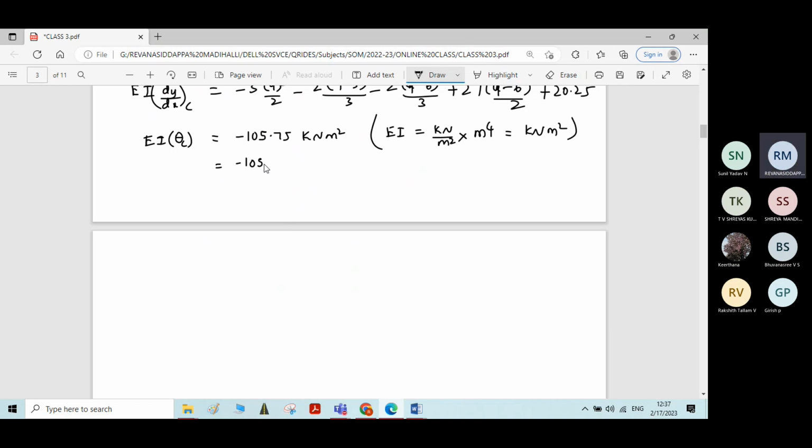Minus 105.75 into 1 kilonewton is equal to 10 power 3 Newton, into 1 meter is equal to 10 power 3 millimeter square. So it will be minus 105.75 into 10 power 6 plus 3, that is 9, Newton millimeter square. Therefore, theta c is equal to minus 105.75 into 10 power 9 whole divided by E into I.